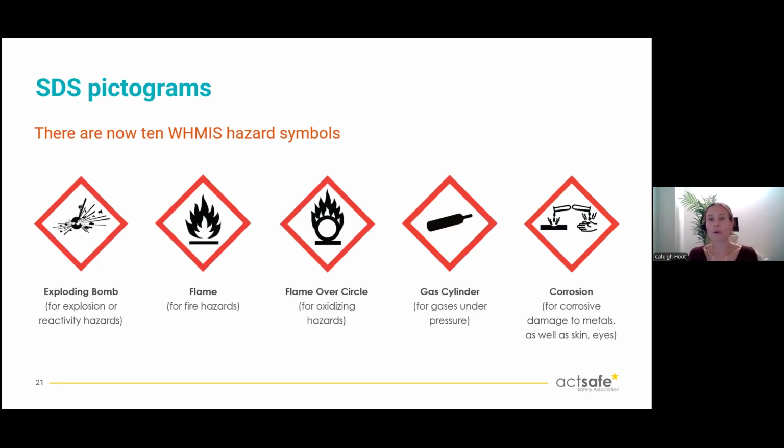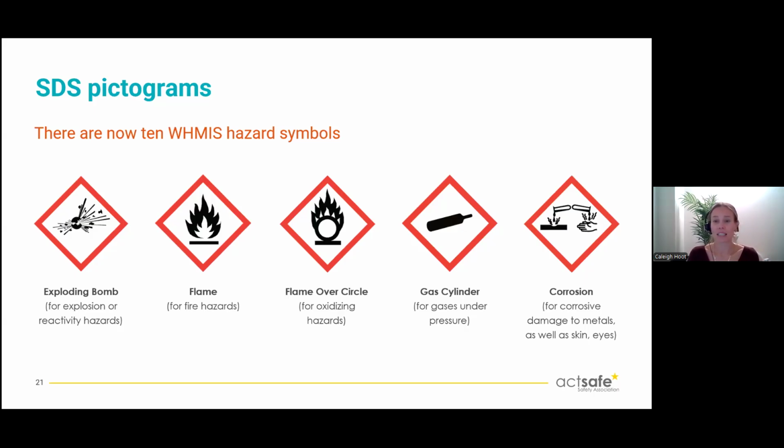Okay, so let's talk about our pictograms. These are the small little red diamond-shaped symbols that you see on your WHMIS labels and you see on your SDSs. Basically, it's just a little graphic image that tells us really quickly what type of hazard the product has. So just with a glance, it's quite bright, it's quite exciting, and you can tell if something is going to be flammable, if it's toxic, if it's corrosive.